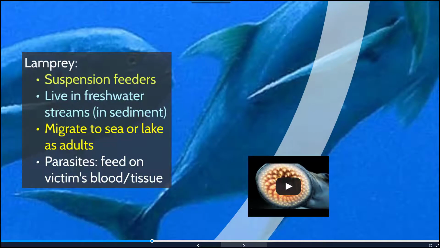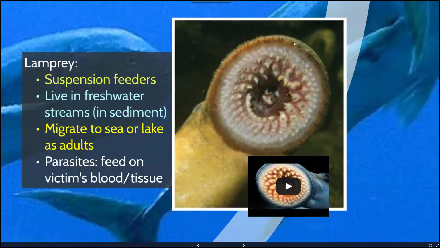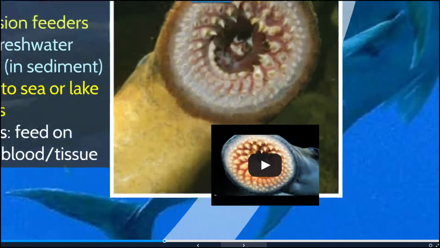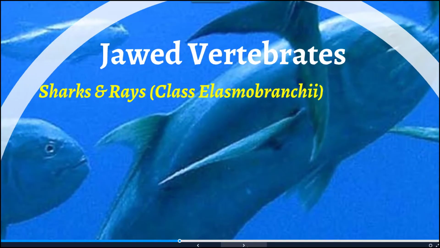Next, we have the lamprey. These are suspension feeders, so they are going to live in freshwater streams in the sediment. They actually migrate to the sea or a lake as an adult, and these organisms are considered parasites as they feed on victims' blood or tissue. And as you can see, they've got these little structures that enable them to attach themselves to an organism. And there's also quite a few YouTube videos regarding those if you ever want to take a look at some of those in the wild.